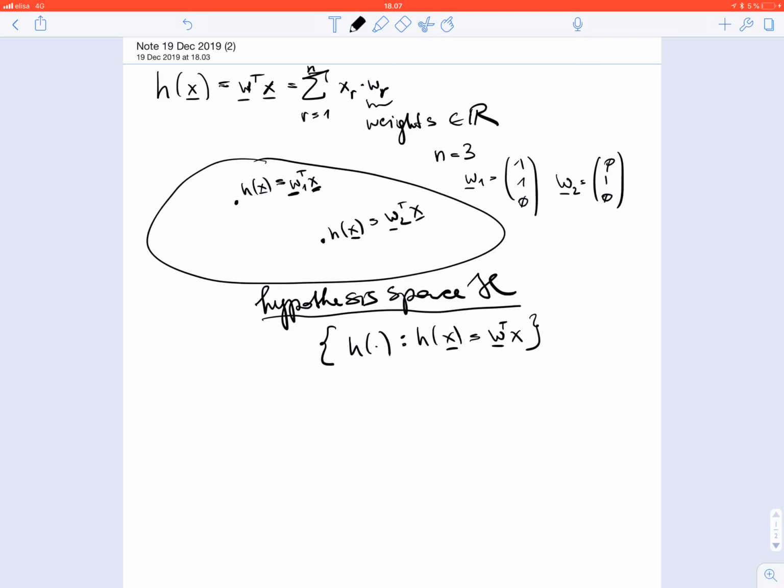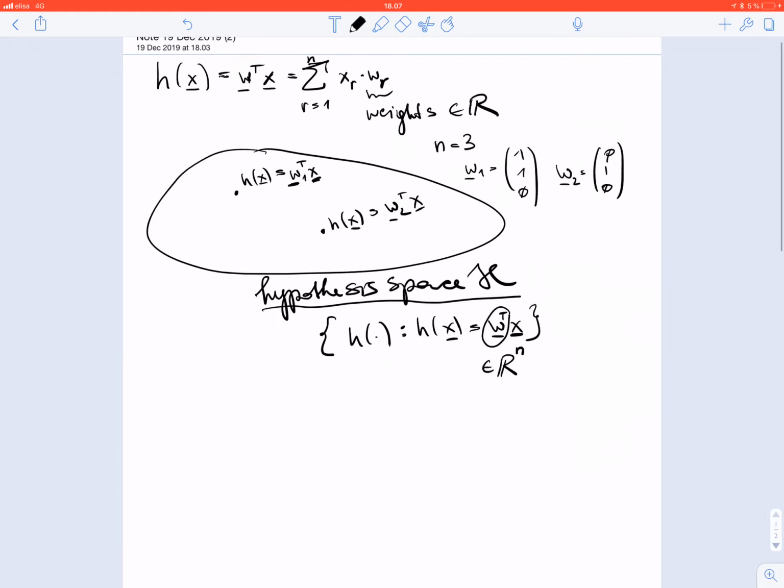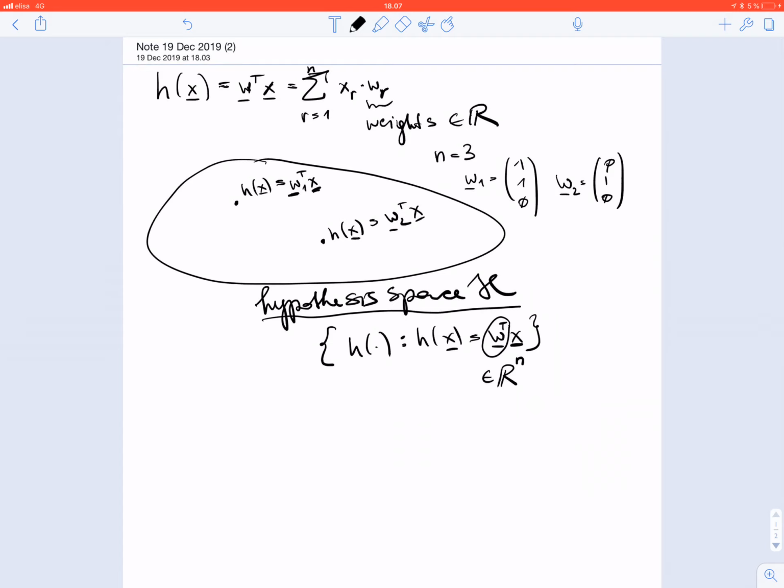So each element of this hypothesis space can be represented by a particular choice for this weight vector, which is a real valued vector in R^n. So the length of the weight vector is exactly the same as the length of the feature vector.